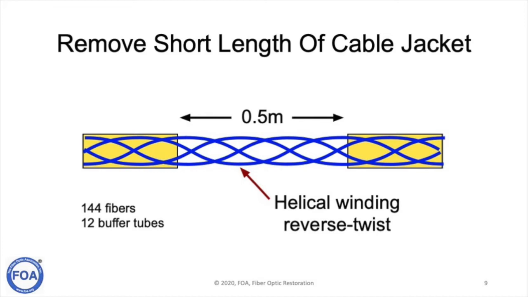On some cables, you can actually see the indentations around the buffer tubes through the jacket. If you can see that, it's very easy to find the reversal point for the helical winding. If not, you'll have to look for it when you open the cable jacket.